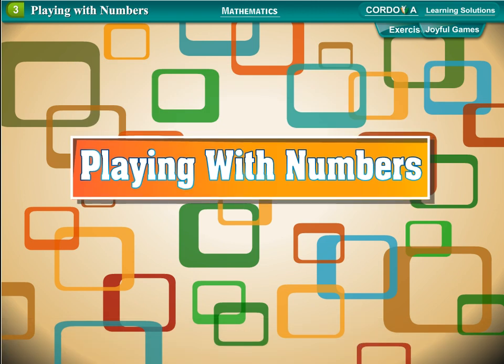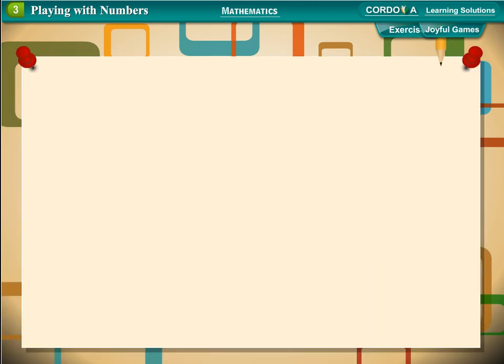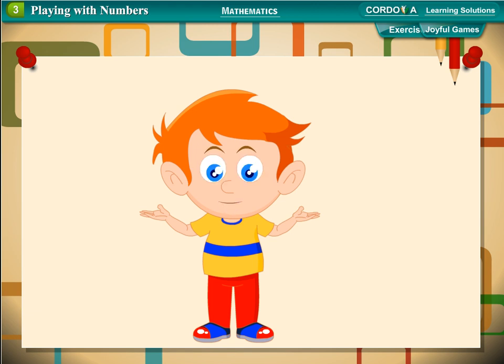Playing with numbers. In the previous classes, we have learnt about factors and multiples. Now we shall review these and also study some new properties, types of numbers, and how to find lowest common multiple, LCM, and highest common factor, HCF.